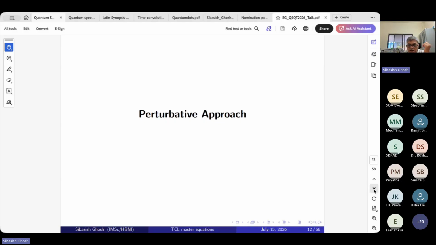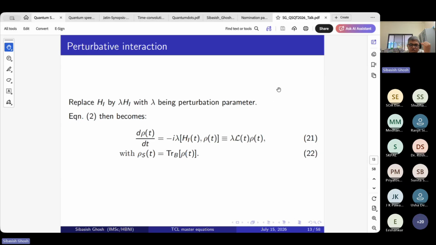Now let us talk about the perturbative approach. What we assume is that the interaction Hamiltonian HI is perturbative. It's not very strong, it is weak. It's not ultra weak, but it is weak. In that case, you can write down the Schrodinger equation of system plus bath together in this form: d rho dt is equal to minus iota lambda, where lambda is your perturbation factor, and this you can write as some Liouvillian operator, curly L t, acting on rho t. And rho st is of course its reduced density matrix.